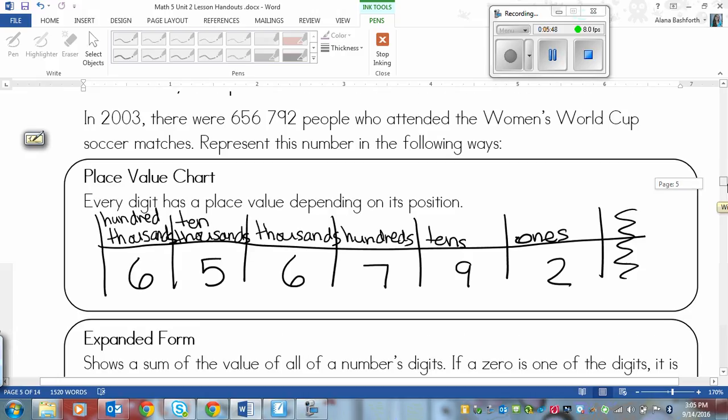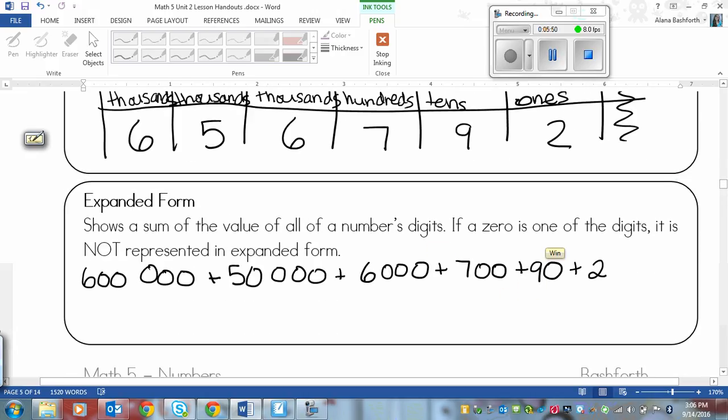Okay, and then if a zero is one of the digits, it is not represented in expanded form. For example, if we had a zero here instead of a six, we would not write that at all. We would just leave it like that. It would just be 6,000 plus 50,000 plus 700 plus 90 plus 2. It's going to be wrong if you do that, if you add plus 0 plus 700.